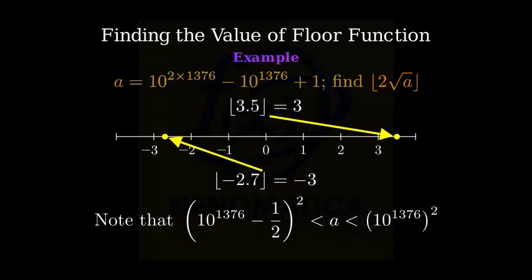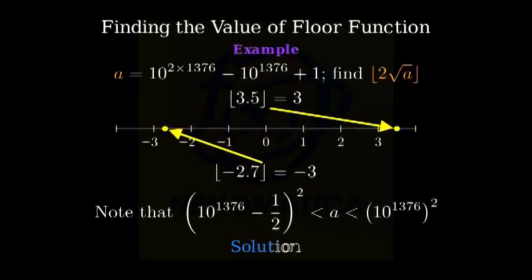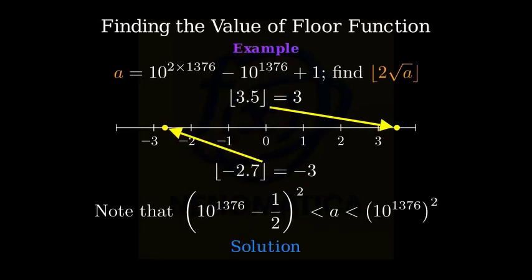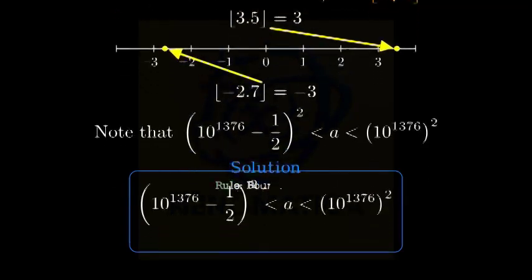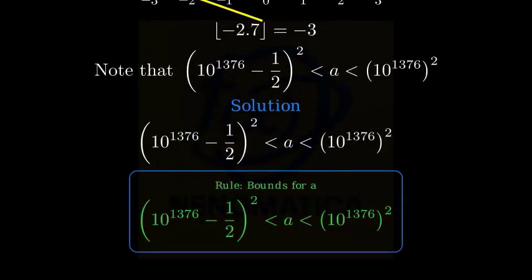Let's begin solving this problem step by step. First, we'll use the note to establish bounds for 2 times the square root of a. From the given note, we have that a is between the square of 10 to the power of 1,376 minus 1/2 and the square of 10 to the power of 1,376.